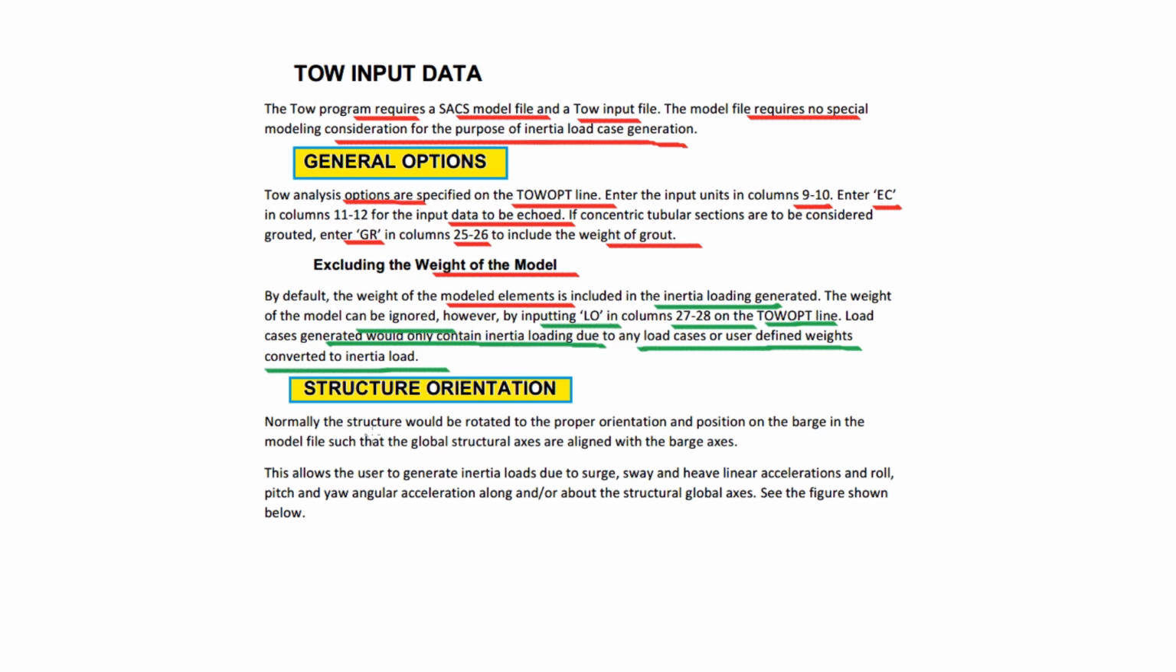Structure orientation. Normally the structure would be rotated to the proper orientation and position on the barge in the model file such that the global structural axes are aligned with the barge axis. This allows the user to generate the inertial loads due to surge, sway and heave linear accelerations and roll and pitch angular accelerations along both the structural global axes. See the figures below.